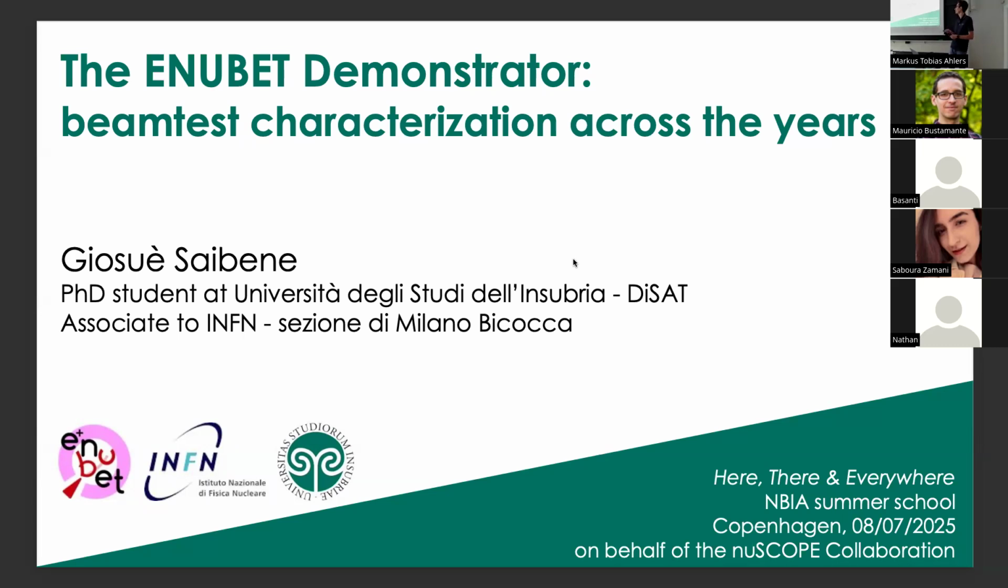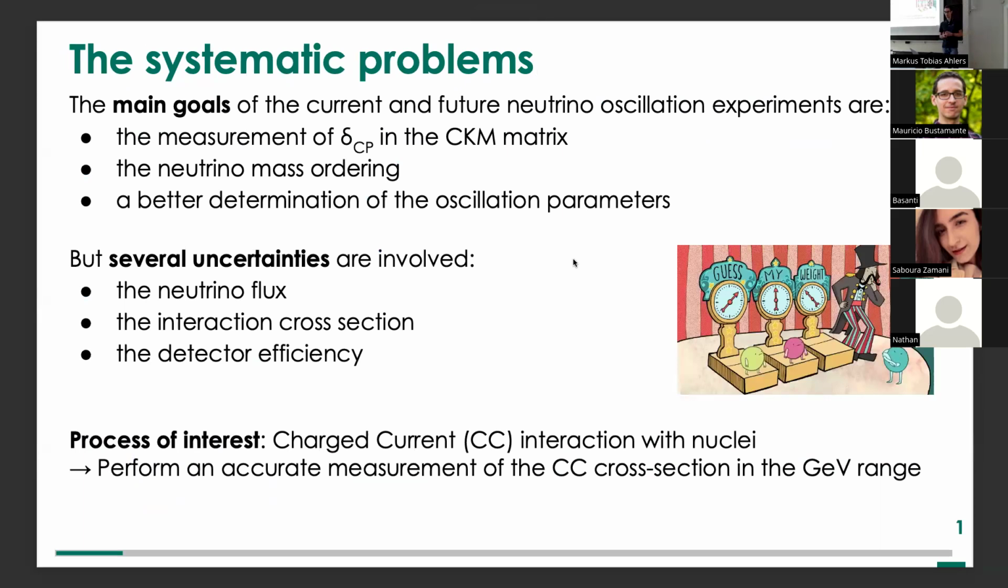And in my talk, I will explain the ENUBET idea, the detector that we built, and the beam test characterization that we have done. You know that there are many problems and many open questions about neutrinos, here and also in current and future neutrino experiments. For example, the measurement of the delta CP parameter in the Cabibbo-Kobayashi-Maskawa matrix, or which is the correct mass ordering, or also a better determination of the oscillation parameters.